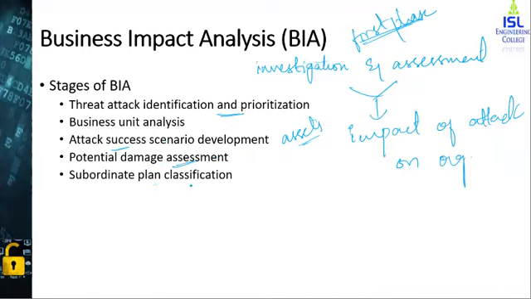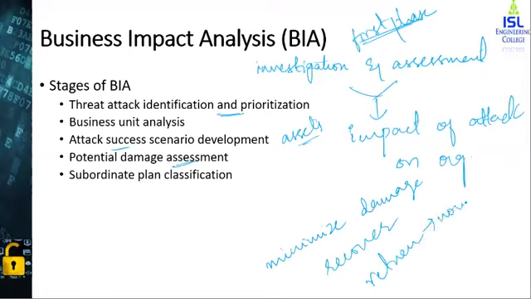Then subordinate plan classification. That is, you add on the different information about the criticalities of the system, the detailed assessments of the threats and the different vulnerabilities. So you can say that BIA adds an insight to a particular organization of what the organization is going to do after the attack, how you're going to minimize the damage of the attack, or how you're going to recover from that attack and return to your normal operation. So this is what the BIA is going to do.